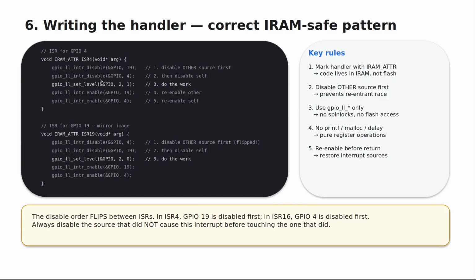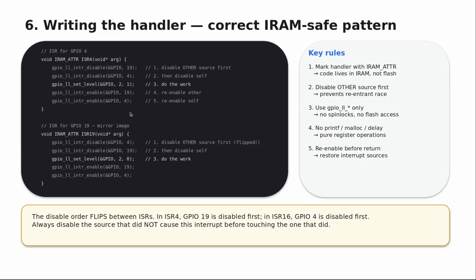Now notice the order of these statements. First we disable the other interrupt sources. Only after that we disable the interrupt that brought us here. This small ordering prevents a race condition. After both interrupt sources are under control, we perform the required work. In this example, we simply change the output level of GPIO 2. Finally, before leaving the ISR, we enable both the interrupt sources again.